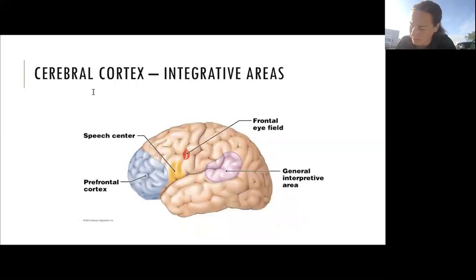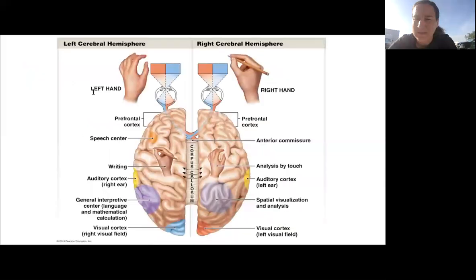We already talked about the eye field over there, the speech center, Broca's, and Wernicke's. I'm going to keep on moving. We said that the right is interpreting stuff from the left, and the left is interpreting stuff from the right. We can see this: the corpus callosum is the tissue that connects the right and the left hemispheres.